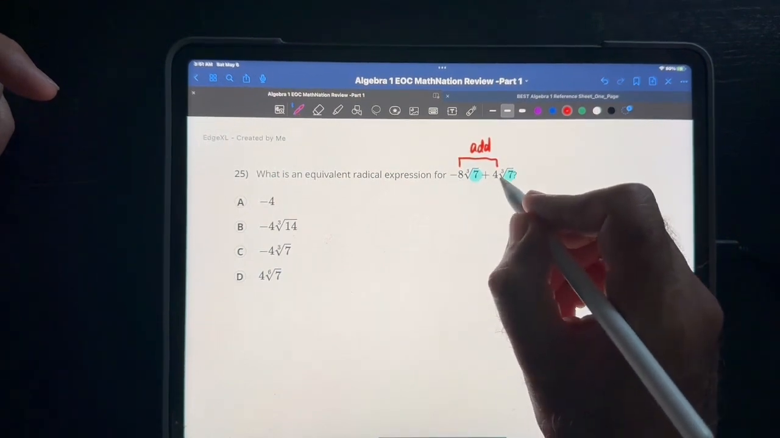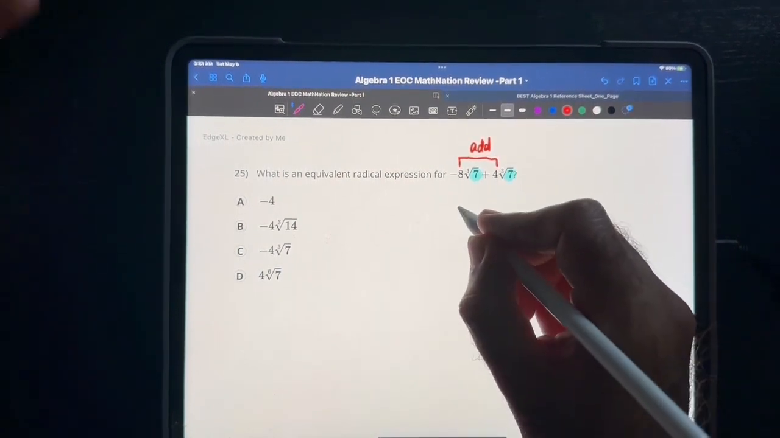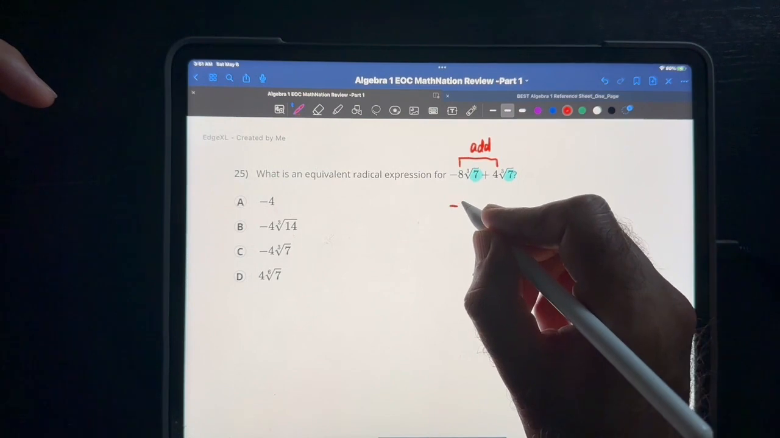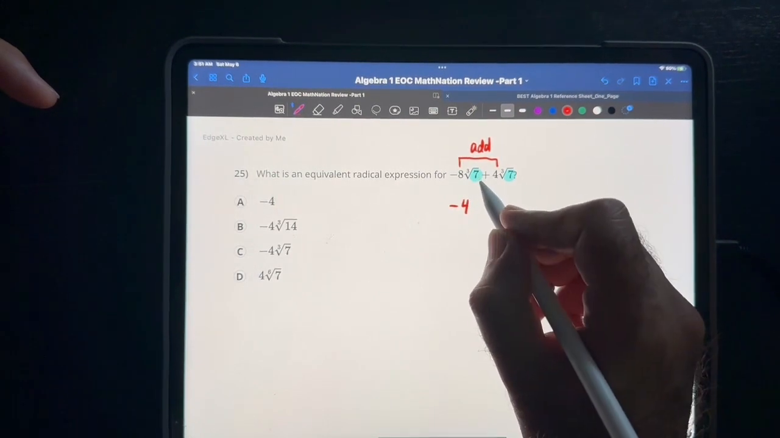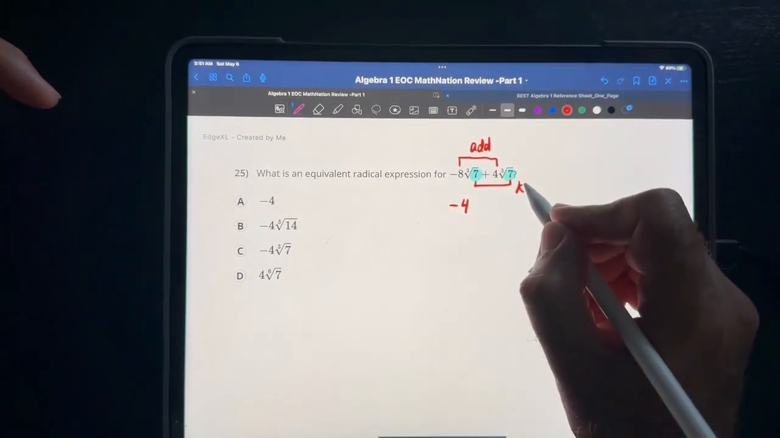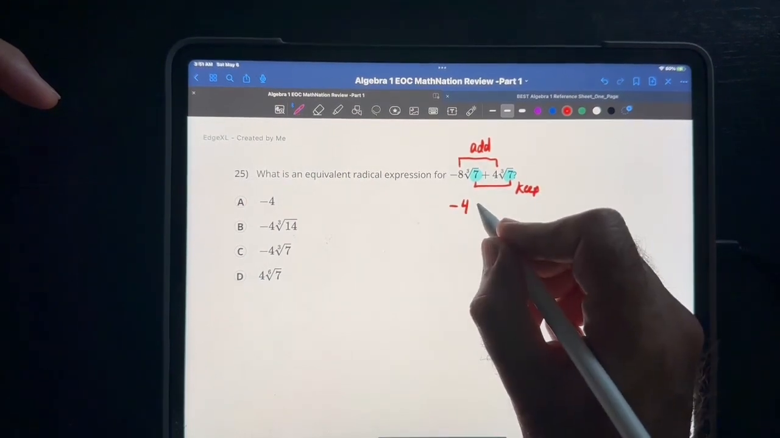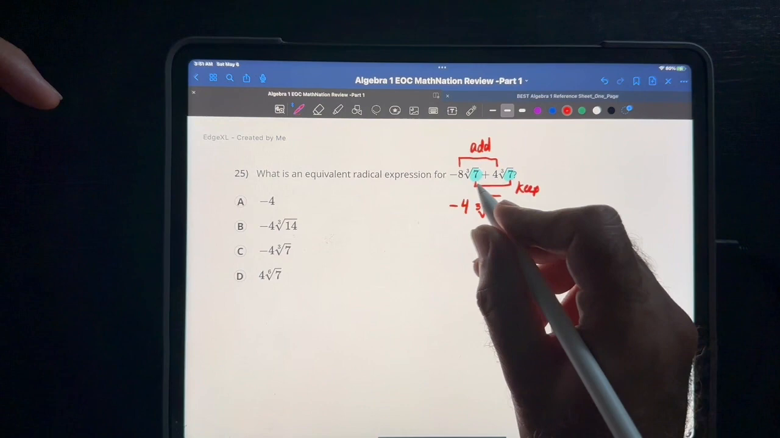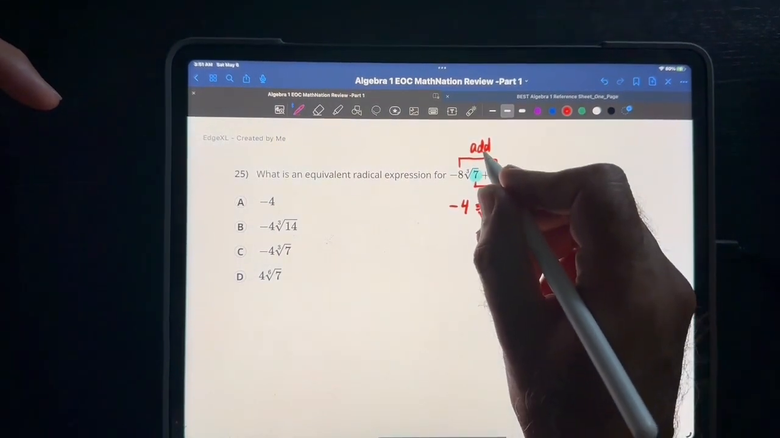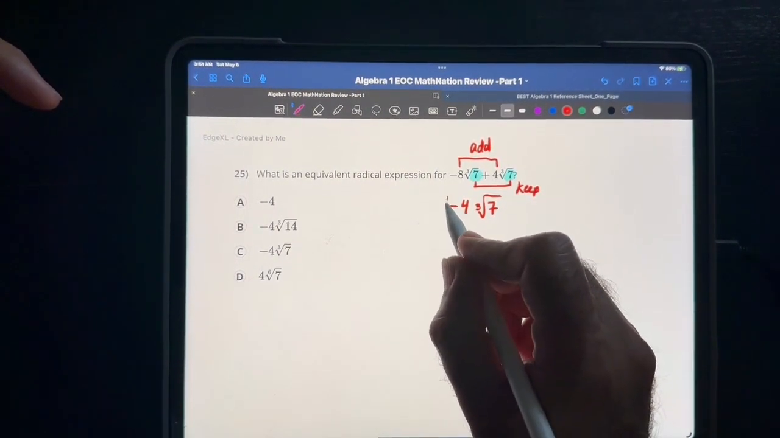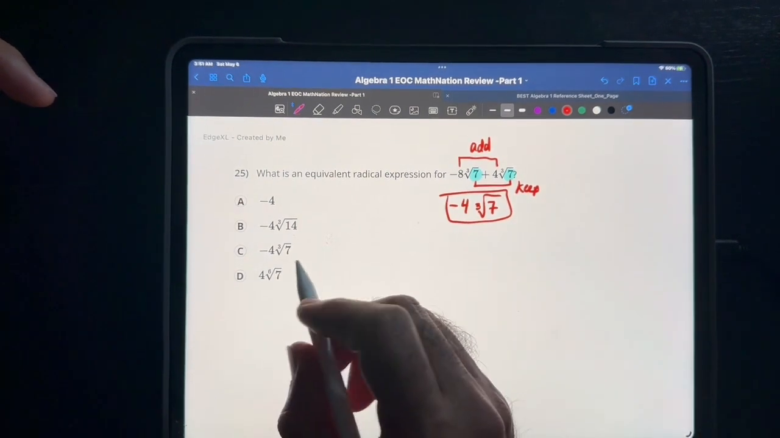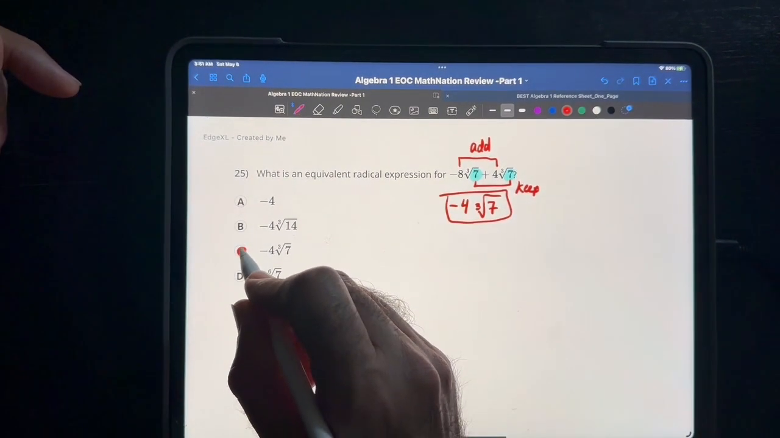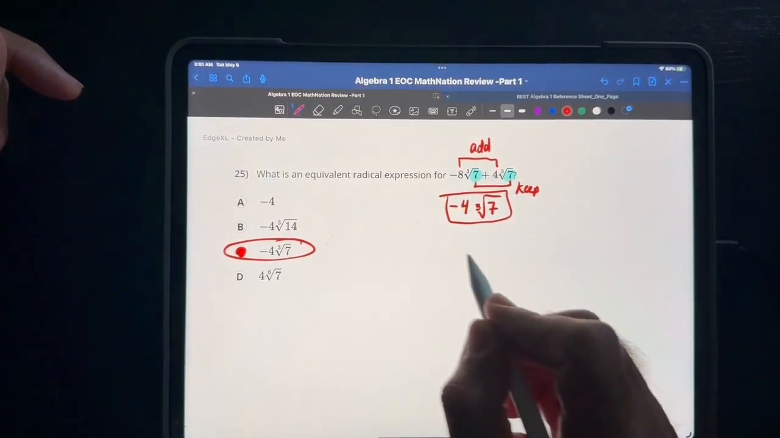So combine them, add up the outside numbers. So -8 plus 4, you can use your calculator, that would give you -4. And then keep the inside the same, so you put 3 cube root of 7. You keep these and you add the outside numbers and that's it. So there's no need to go to the calculator and do what we just did. All right, so that's the answer right there.